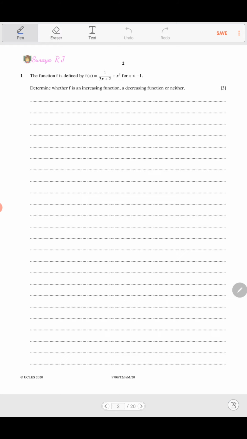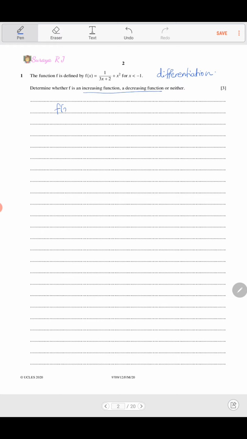The function f is defined by f(x) is equal to 1 over 3x plus 2, plus x squared, for x less than minus 1. Determine whether f is an increasing function, a decreasing function, or neither. So this chapter is differentiation. And here we are talking about increasing or decreasing function.